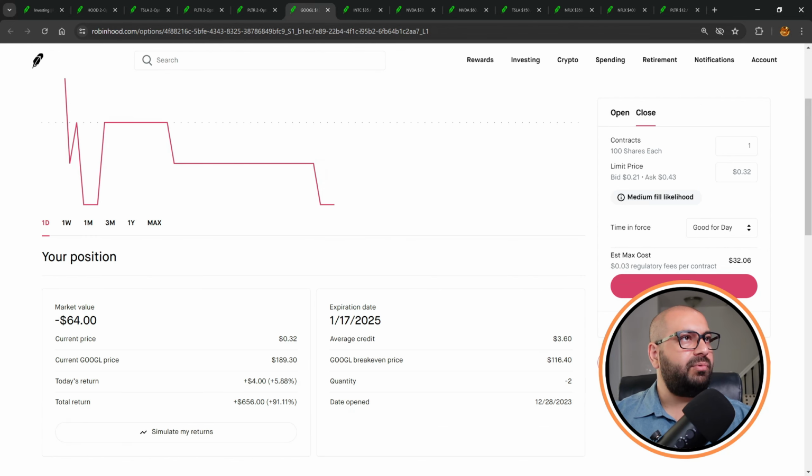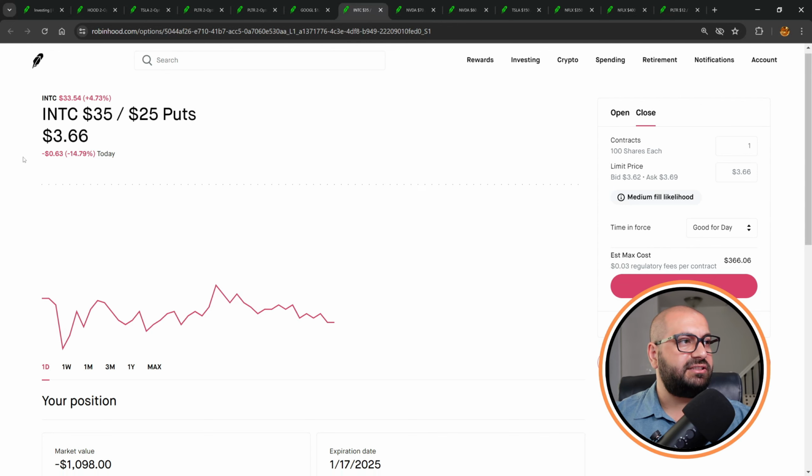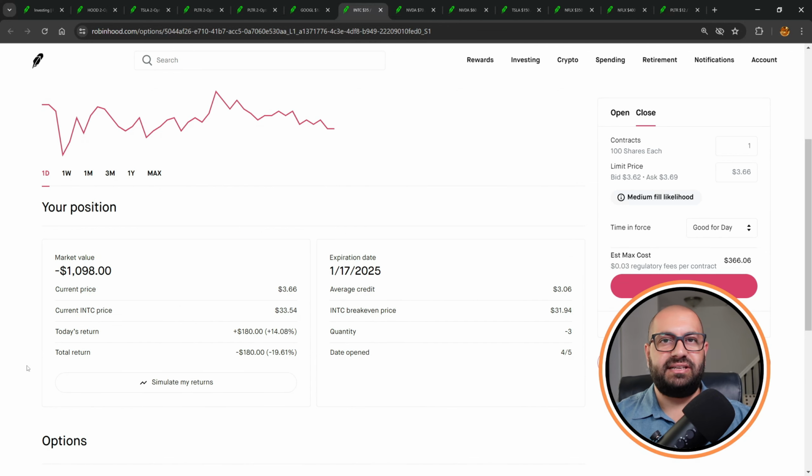Let's take another example for the put credit spread. In this case, I have a put credit spread on Intel, INTC. I sold the 35 and I bought the $25 put. You can see right now the value for these options is $366 per contract. The average credit that I received was $306, meaning I'm down on this trade since Intel has dropped since I opened this contract. I opened it on April 5th.